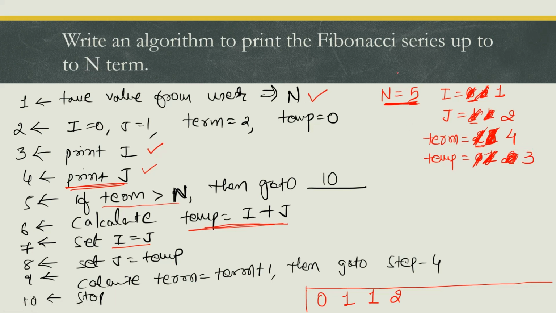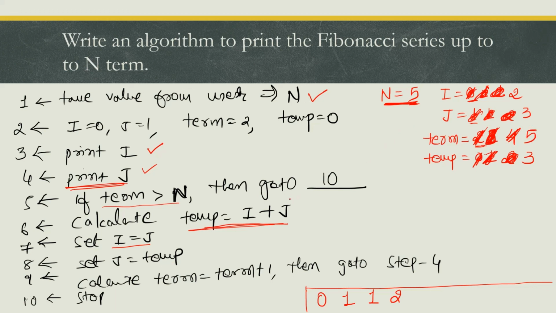Then set I is equal to j. I will be assigned the value of j, 2. Set j is equal to temp. Step number 8. 3. Term is equal to term plus 1. 5. Okay, then go to step number 4.